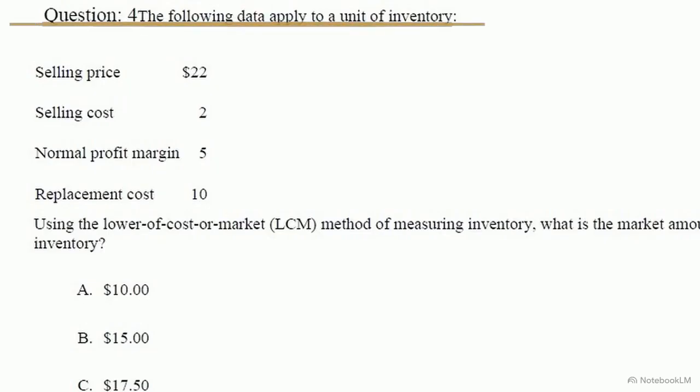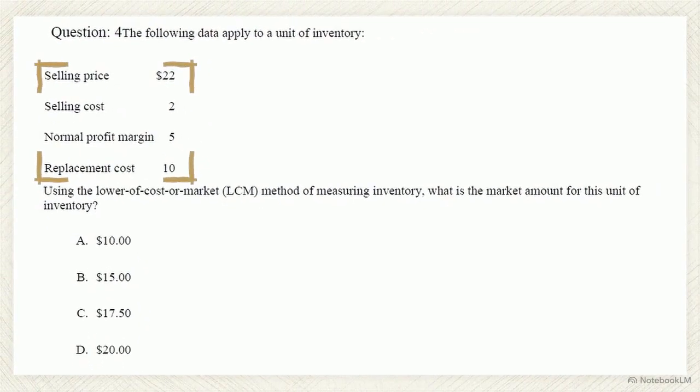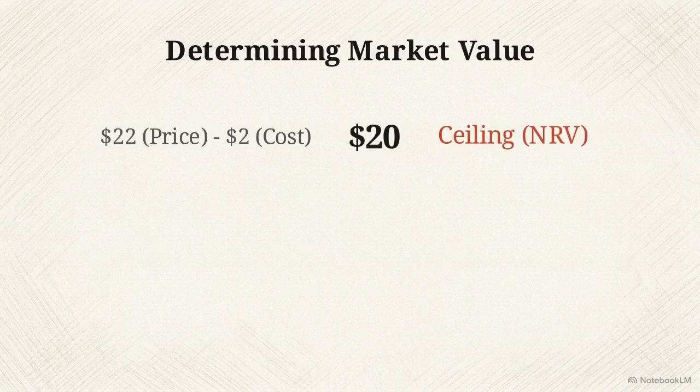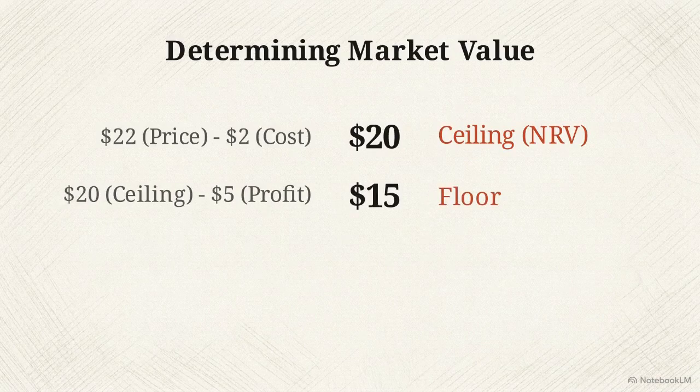Look at this multiple-choice data block for a single unit of inventory. With practice, you can apply this logic rapidly to unstructured data. Parse the inputs to build the bounds. The $22 selling price minus $2 in selling costs yields a $20 ceiling. Subtract the $5 profit margin and you have a $15 floor.